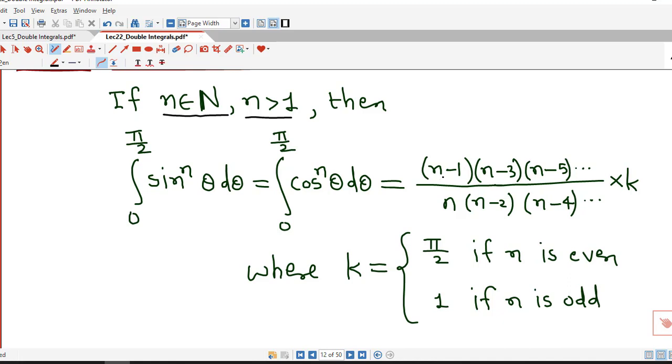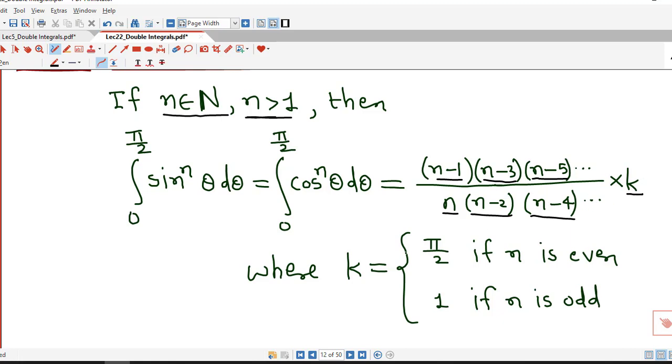So here in the numerator we will start with n minus 1. n is nothing but the power of either sine or cosine, and then we will subtract 2 from each term. So n minus 1, then we subtract 2 from n minus 1, so we obtain n minus 3. Then we subtract 2 from n minus 3 and we obtain n minus 5, and so on. In the denominator we start with n and then we subtract 2 from n, so we obtain n minus 2. Then we subtract 2 from n minus 2, we obtain n minus 4, and we continue in this way.